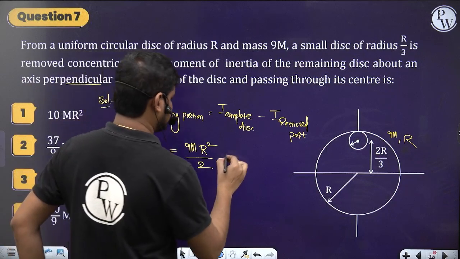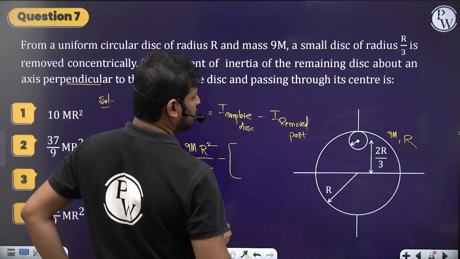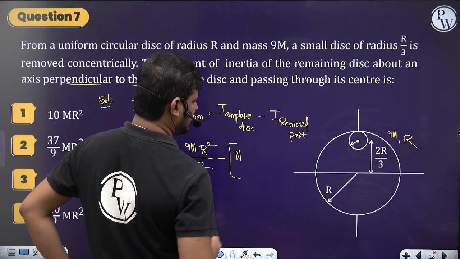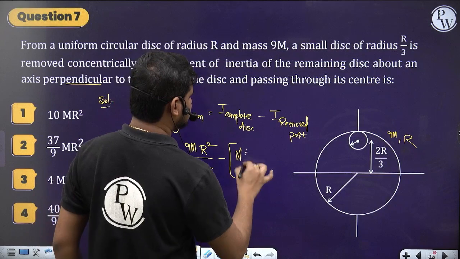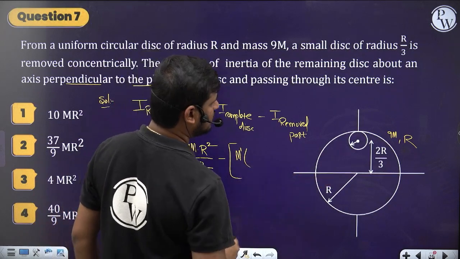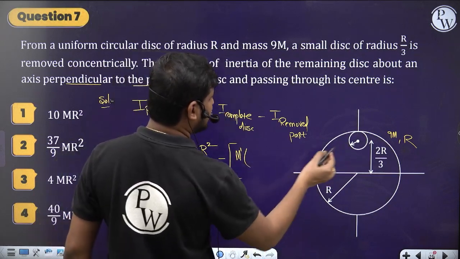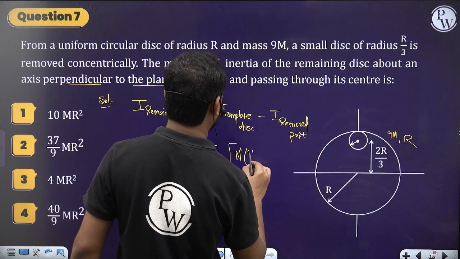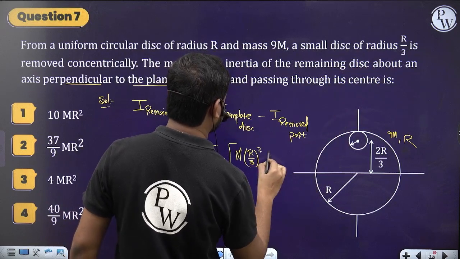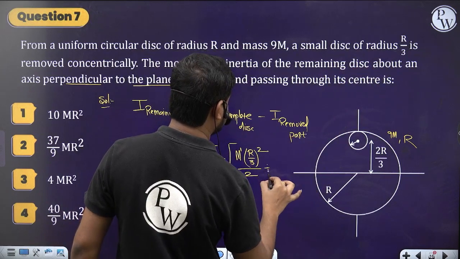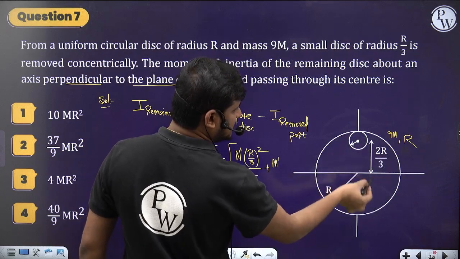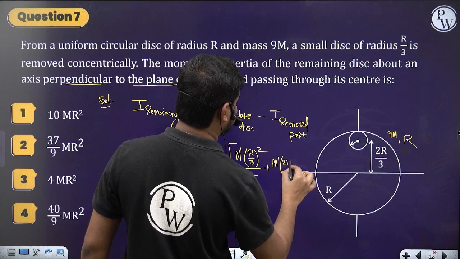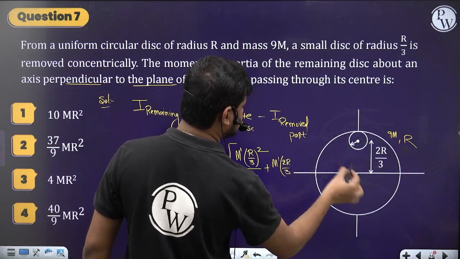So minus, whatever the removed part, the moment of inertia of the removed part will be, its mass, let it be m', into, the radius of that is R by 3, so m' into (R by 3) whole square by 2 plus its mass m' into, at what distance? It is at a distance 2R by 3. So from the center it is at a distance 2R by 3 now.